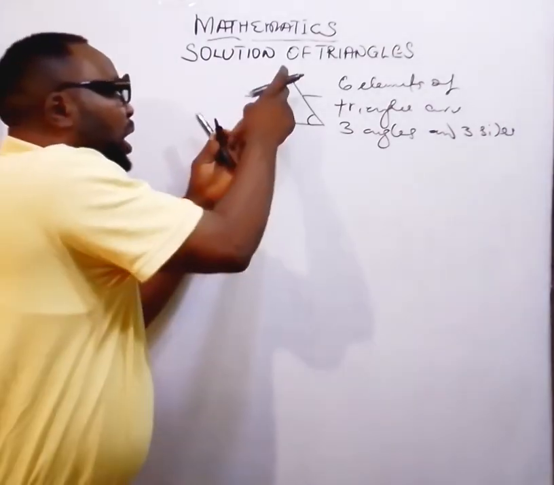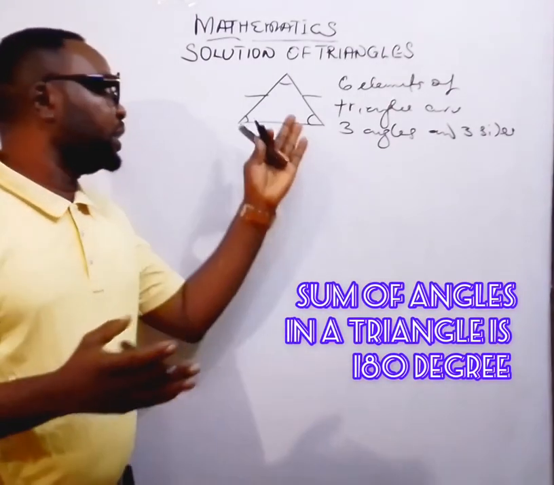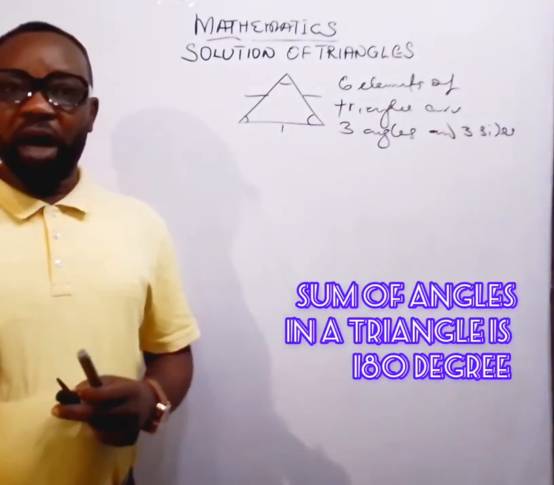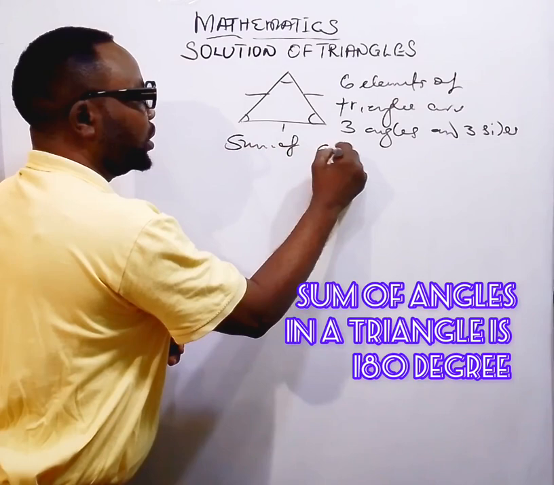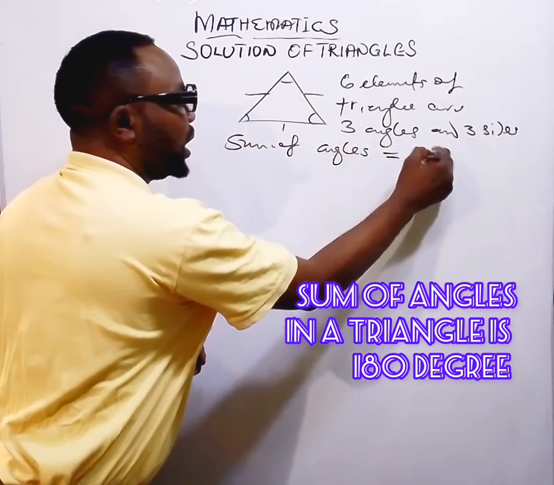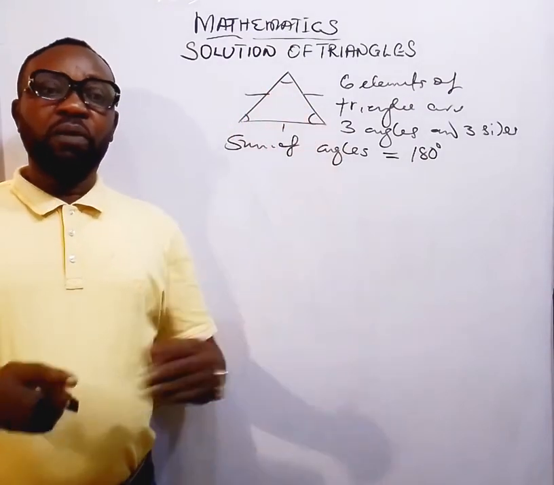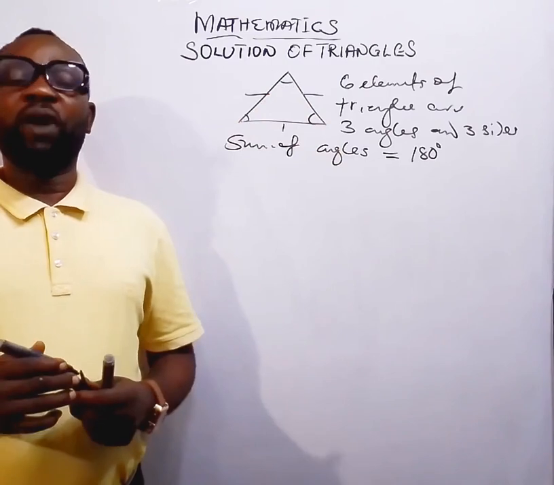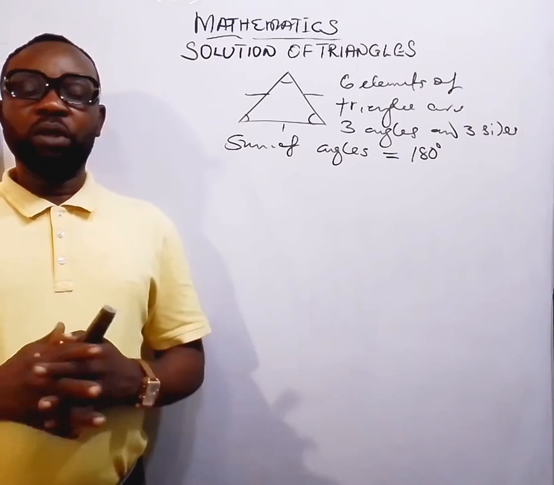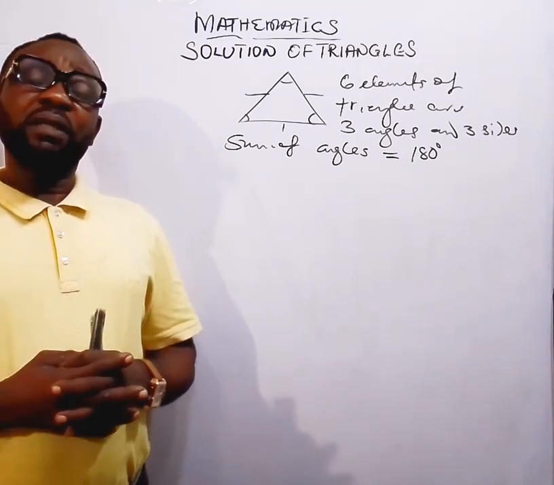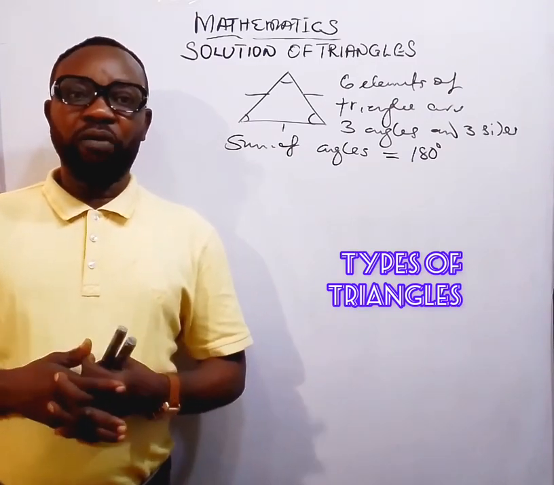Then we have to look at what is the value of those angles that we have inside the triangle. In any triangle, the sum of angles is equal to 180 degrees. Whichever value is given to you at any angle, we have to make sure that the sum of angles in that triangle must be equal to 180 degrees. It is important you take note of all this information. Now, the next thing we need to know is the different types of triangles that we have.